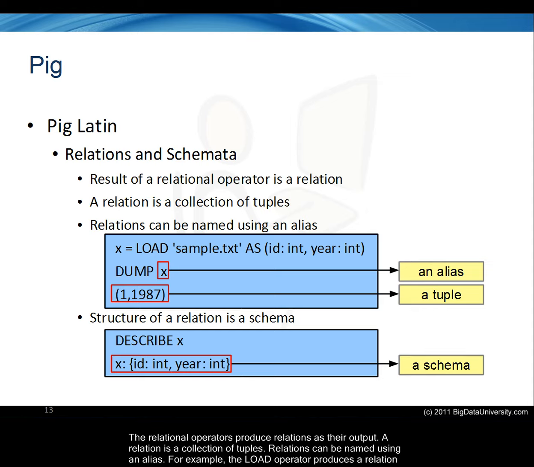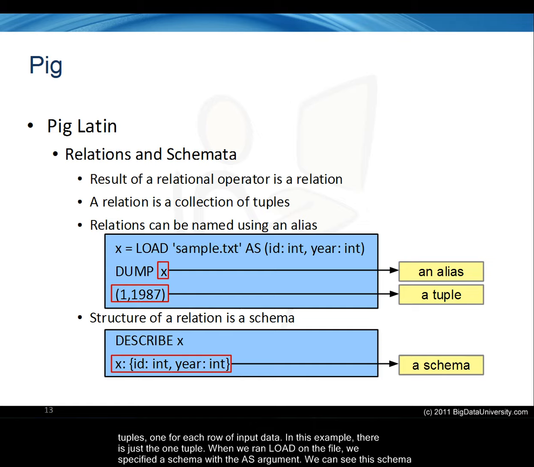The relational operators produce relations as their output. A relation is a collection of tuples. Relations can be named using an alias. For example, the load operator produces a relation based on what it reads from the file you pass it. You can assign this relation to an alias, say x. If you dump the relation alias by x by issuing dump x, you get the collection of tuples, one for each row of input data. In this example, there is just the one tuple.